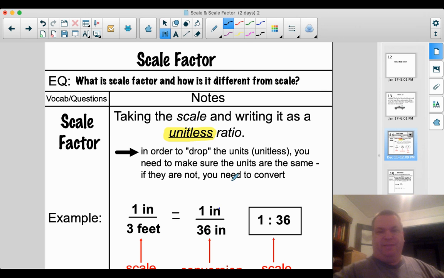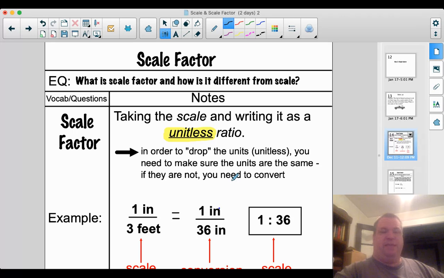We're going to talk today about scale factor. Last time we talked about scale. So our question is, how is scale factor different from scale? Here's what it is, and it might take a couple examples to get the difference, but let's give it a shot. Scale factor is when you take the scale and you write it as a unitless ratio.